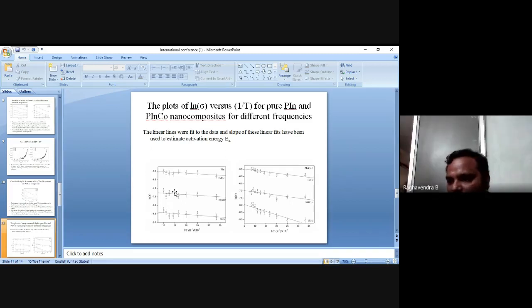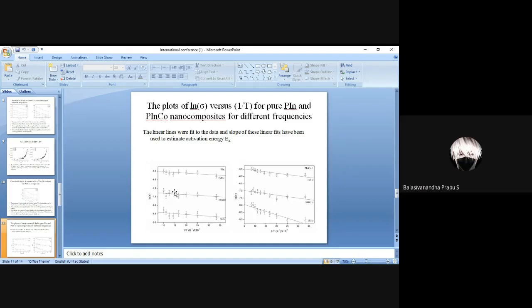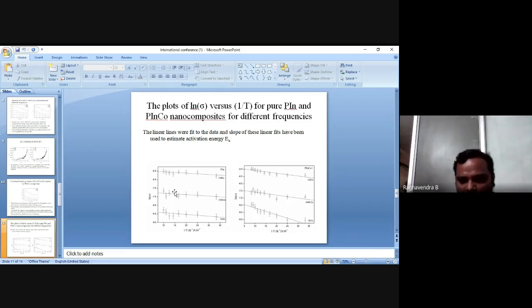And what are the conclusions that you are deriving with respect to this activation energy in terms of your conductivity, semiconductivity? How are this activation energy and the conductivity related? Sir, those are inversely proportional. As the activation energy decreases, the conductivity increases.